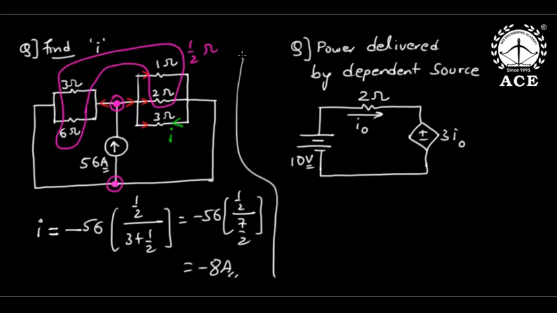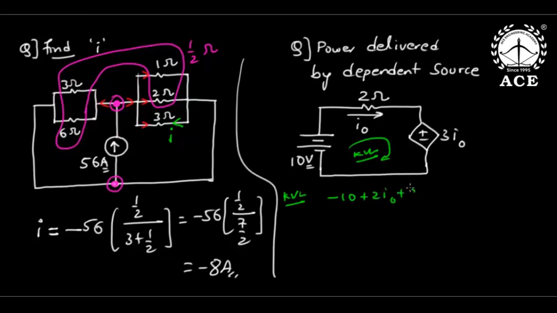Current division rule, why? Because now they are all parallel. Now see, power delivered by the dependent source. To find the power delivered by the dependent source, I need the voltage across it and the current through it. Because it is a current dependent voltage source, happily I am writing a KVL.